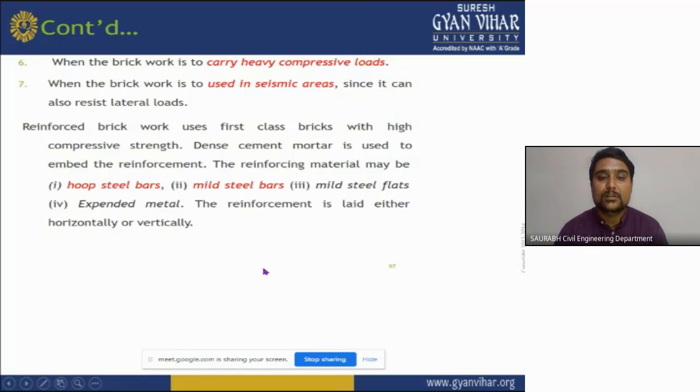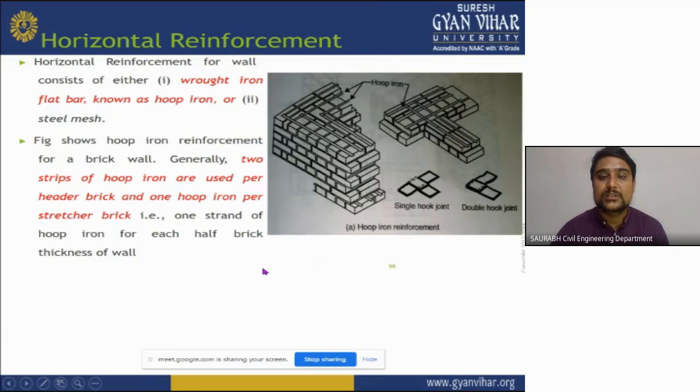Reinforced brickwork uses first-class brick with high compressive strength. Then cement mortar is used to embed the reinforcement. The reinforcing material may be hoop iron, mild steel bar, mild steel flat bar, or expanded metal. The reinforcement is laid either horizontally or vertically. Now you can see this is the reinforcement in the horizontal direction, known as horizontal reinforcement.